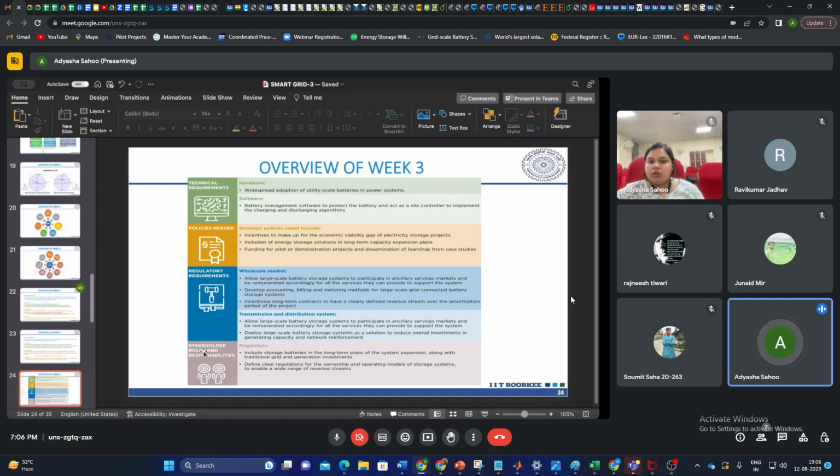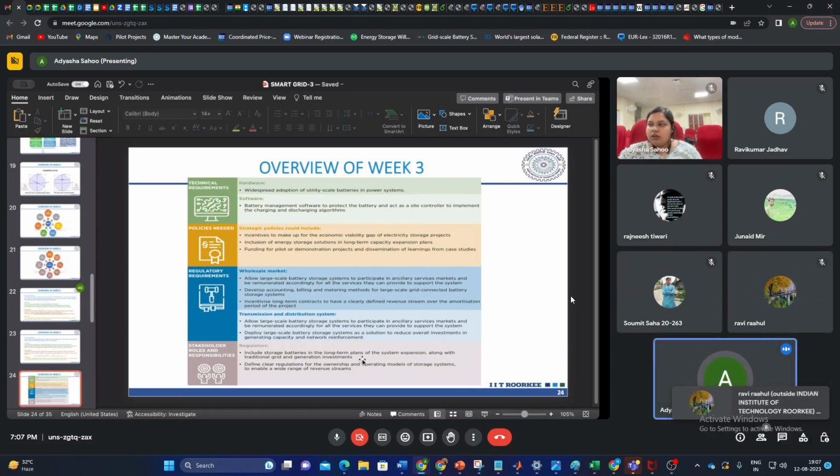Then also we need some stakeholders, some regulators who will take care of this battery storage so that these battery storage projects are included in their long-term plans, and they need to provide clear regulations for the ownership and how these storage systems are going to be operated. So these four reforms we need currently for the adoption or deployment of utility scale battery storage projects.